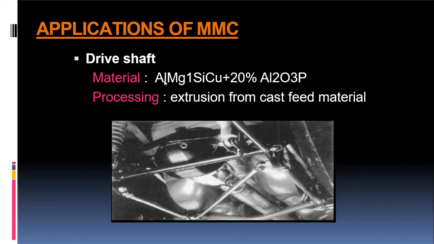So this is the first application of the metal matrix composite, that is the driven shaft. The material used is aluminum, magnesium, silicon and copper. That is the first component, used in the 80% composition, and the remaining 20% is aluminum oxide, that is Al2O3.